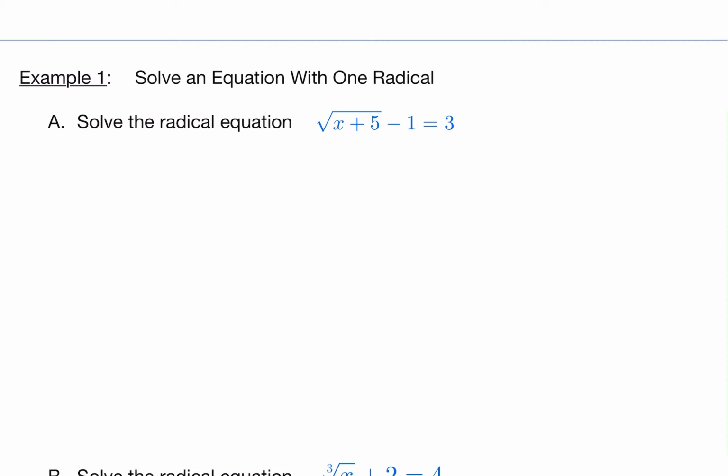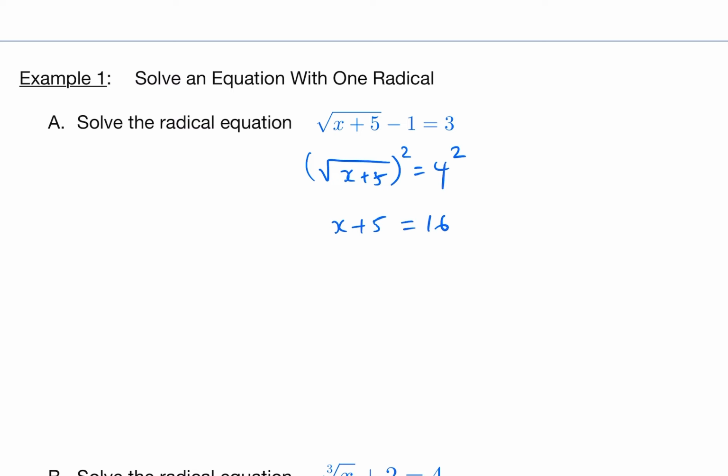The way to solve this is to first move the negative 1 to the other side of the equation. When we do, we get square root of x plus 5 is equal to 4. Then the next thing we're going to do is square both sides. We square the radical, and we square 4. We are left with x plus 5 is equal to 16. Then we subtract 5 from both sides and we get x is equal to 11.